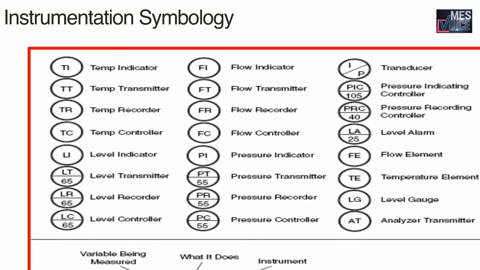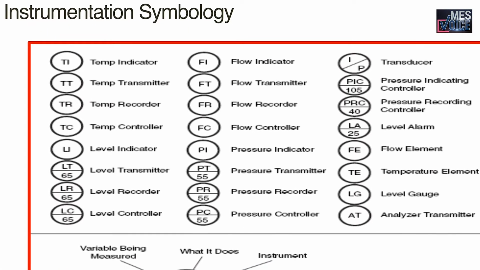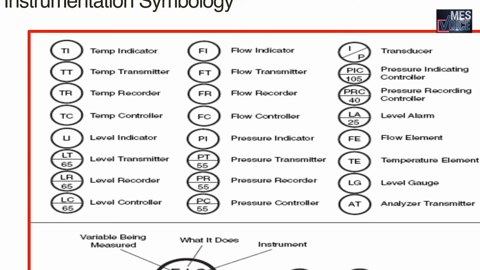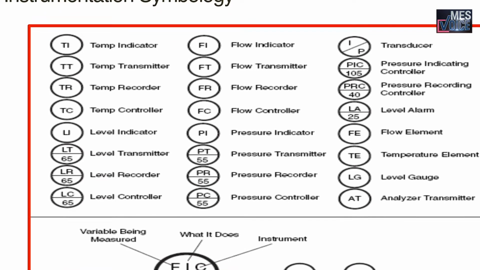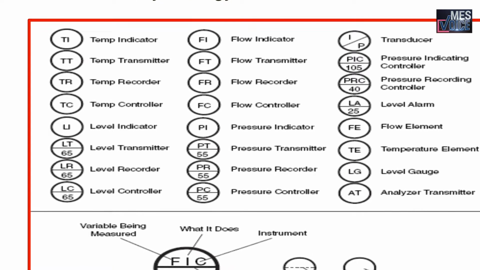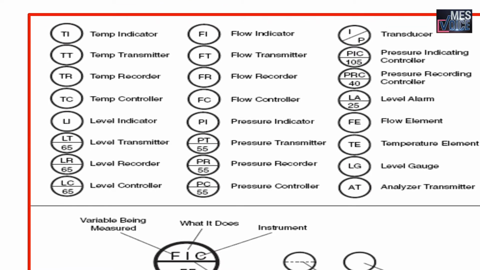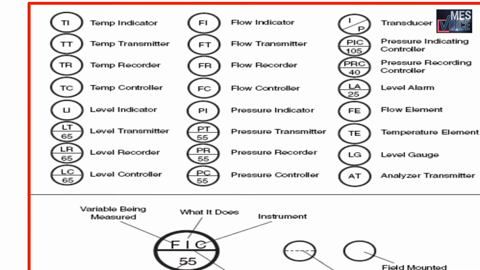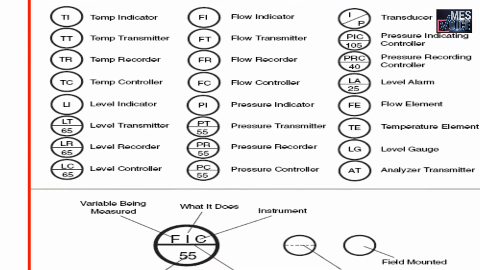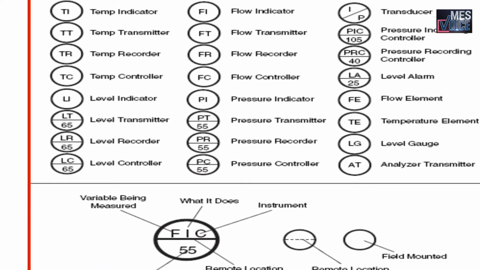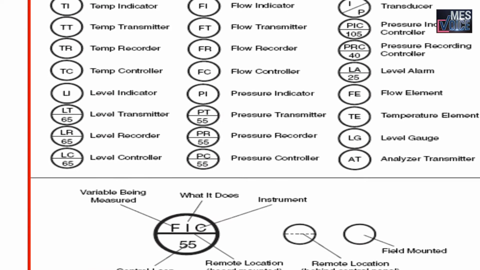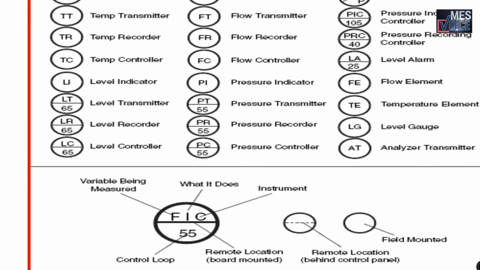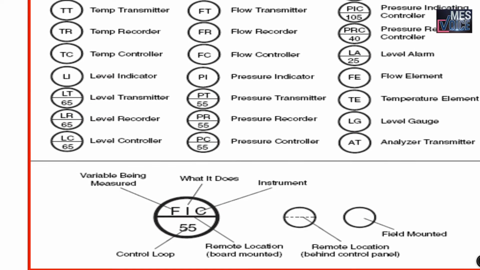Here in this slide you can see some commonly used PNID tag symbols. Let's take an example of the FIC 55. Here F represents the variable being measured, that is the flow. I indicates the functionality of the instrument, that is as an indicator. C indicates the type of instrument, that is a controller. 55 is the tag number or control loop number. As discussed earlier, this is a circle with a solid line passing through the center of the circle. So it is a board mounted flow indicator controller with tag number 55.